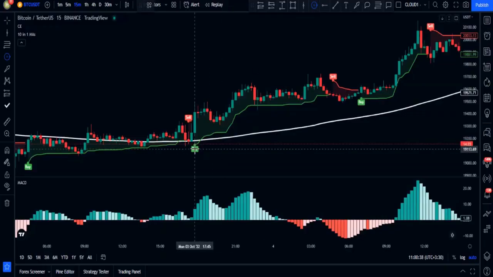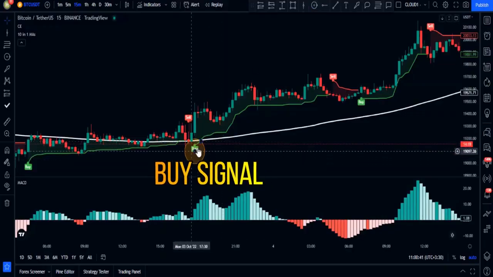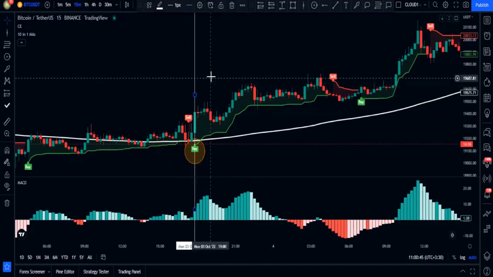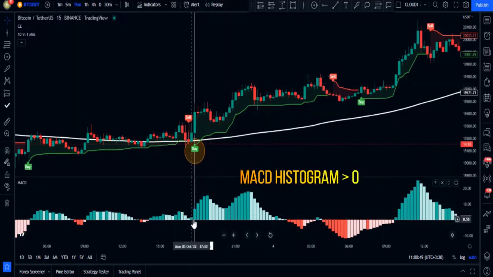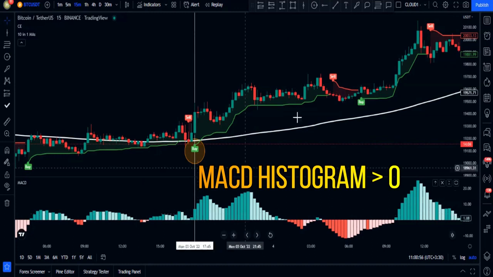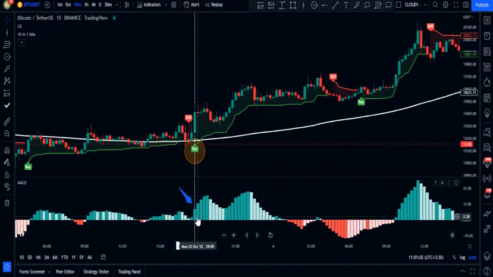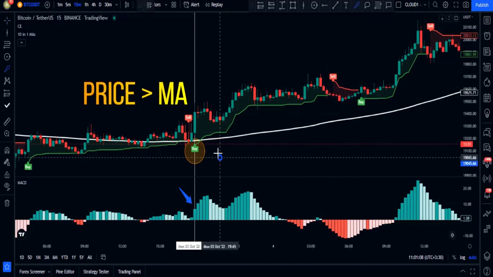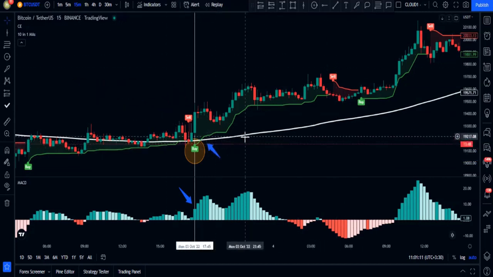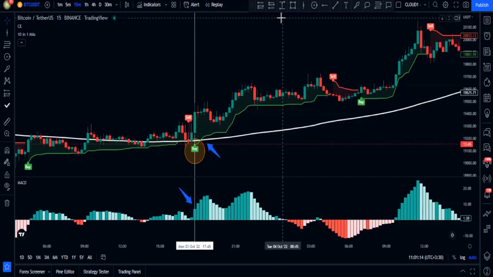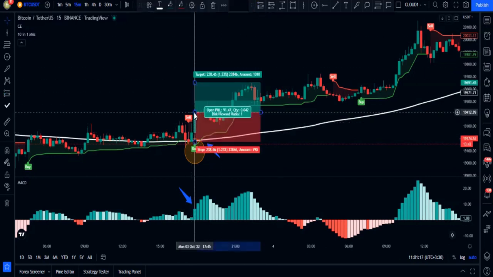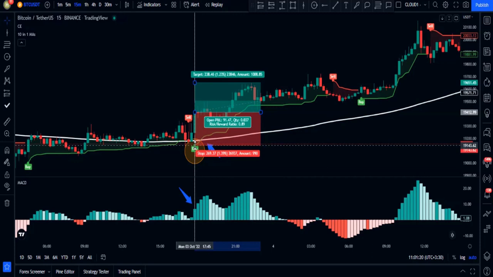We're only going to be looking to buy whenever we have a buy signal by the candle exit indicator. And to confirm our buy signal, the histogram of the MACD should be above the 0 level. So this is our second condition. And the third condition is that the trigger candlestick should close above the 200 moving average. And whenever all these conditions are met, we have a valid buy signal and we can put our buy order at the close price of the trigger candlestick.